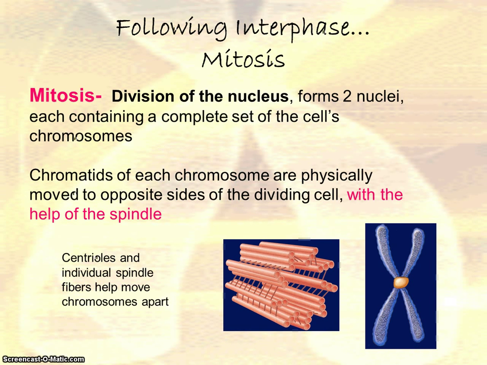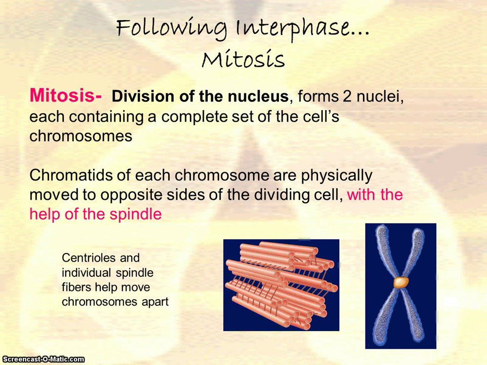All right, once interphase is done, then you get to mitosis. This is the division of the nucleus. In this mitosis stage, what's going to happen is you're going to divide the nucleus. Once the DNA has been copied and everything has been situated, you're going to divide the nucleus into 2 separate nuclei. Each is going to contain the complete set of the DNA, because remember, you made a copy. It's going to contain a complete set of the chromosomes, which house the DNA.